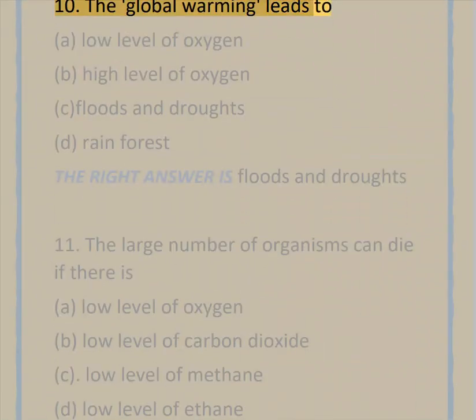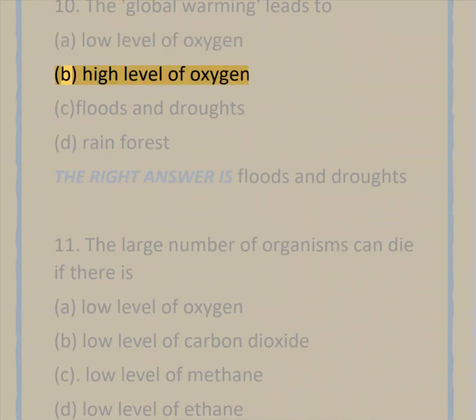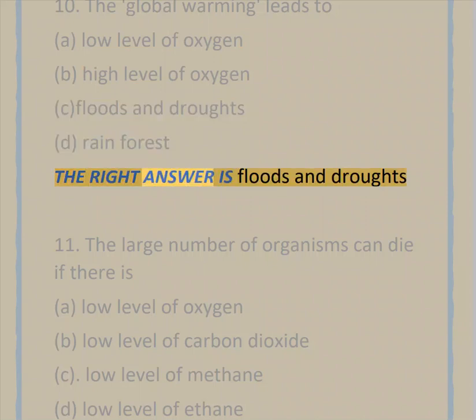10. The global warming leads to A. Low level of oxygen. B. High level of oxygen. C. Floods and droughts. D. Rainforest. The right answer is floods and droughts.